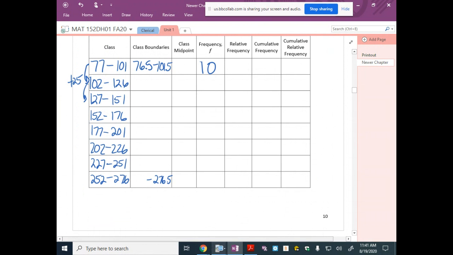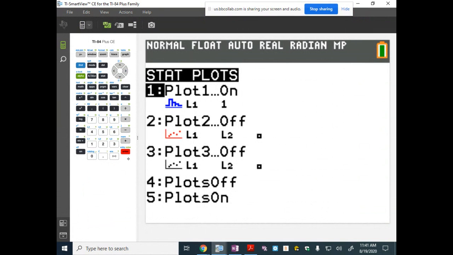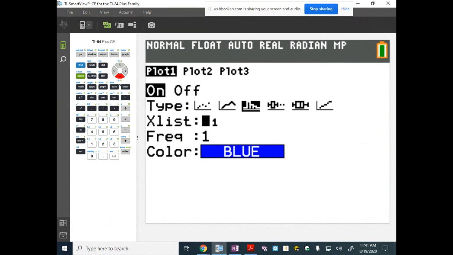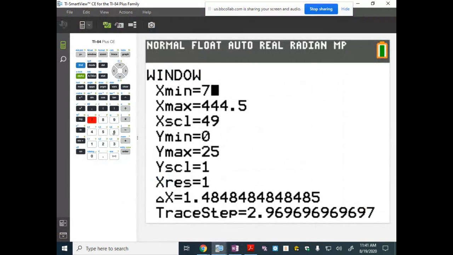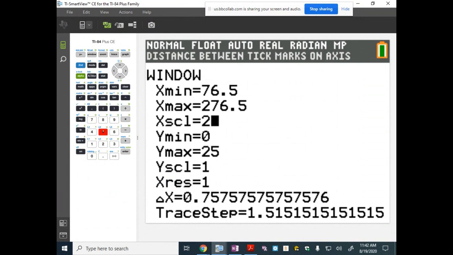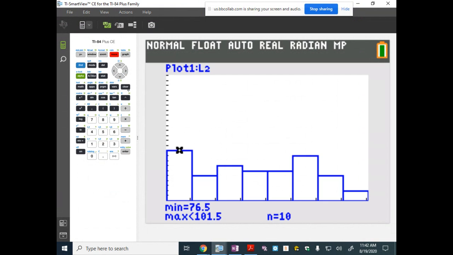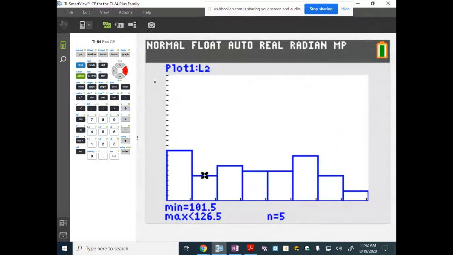Now, the other way, if you feel like being crafty, here's something else you could do. You could actually go to stat plot. This time I'm going to change it to L2. And for the window values, I'd start off at 76.5, and I would end it at 276.5 with a scale of 25. Now, if I were to graph that, see I have 10, 5, and yeah, see, you are allowed to do it this way.